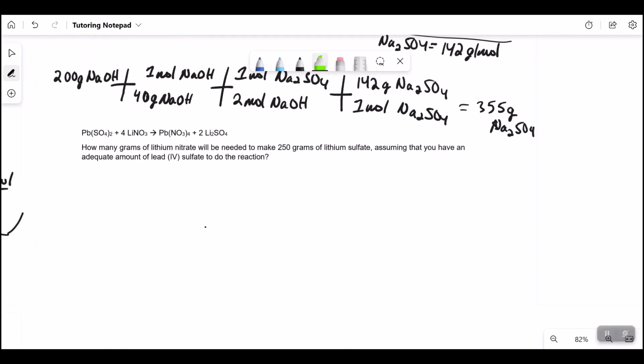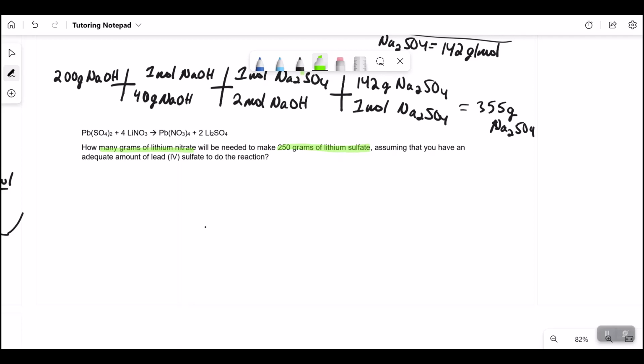Next, we're given this balanced equation, and it's already balanced for us. It says, how many grams of lithium nitrate would be needed to make 250 grams of lithium sulfate, assuming that you have an adequate amount of lead sulfate to do the reaction? So we know that we're going to be ending in grams of lithium nitrate, and since it says to make, we're going to be starting with 250 grams of lithium sulfate.